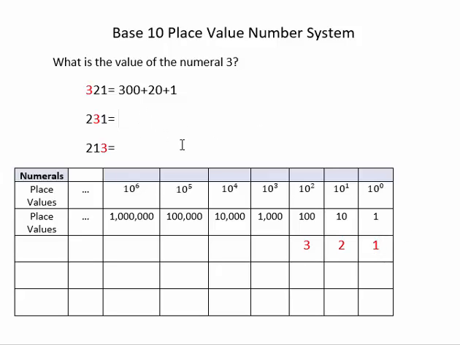The second number, 3, is in the second position. So in this number we have 200 plus 30 plus 1. So the numeral 3 in the second number is actually a 30.